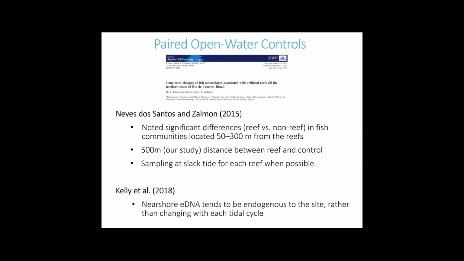In addition, there was an eDNA study published in 2018 where they basically showed that nearshore eDNA habitats, like where we were sampling, the DNA there tends to be endogenous to the site rather than changing significantly with each tidal cycle. So we felt that by getting 500 meters away, and with this eDNA study, we had a good representation of a true open water control and our true artificial reef habitat.